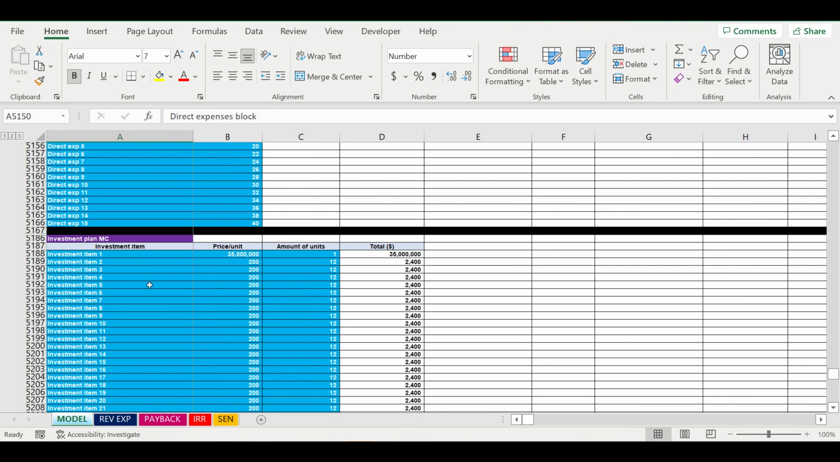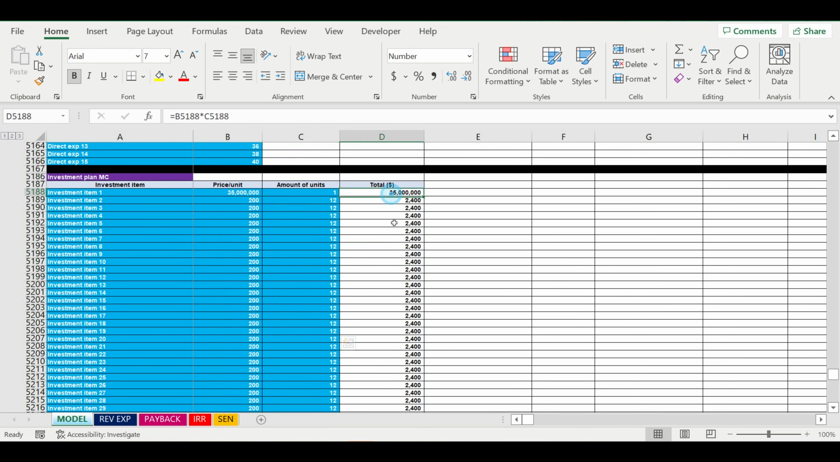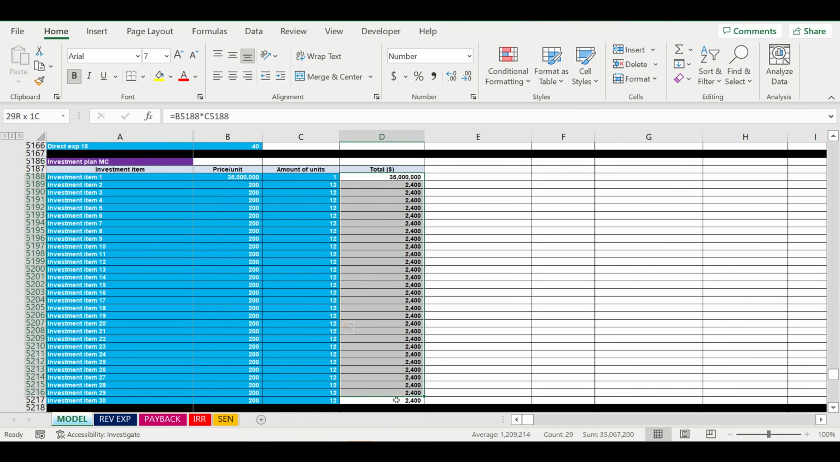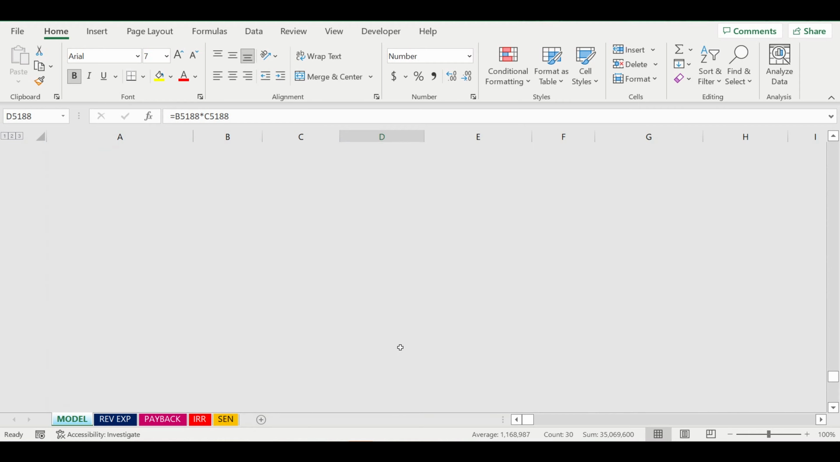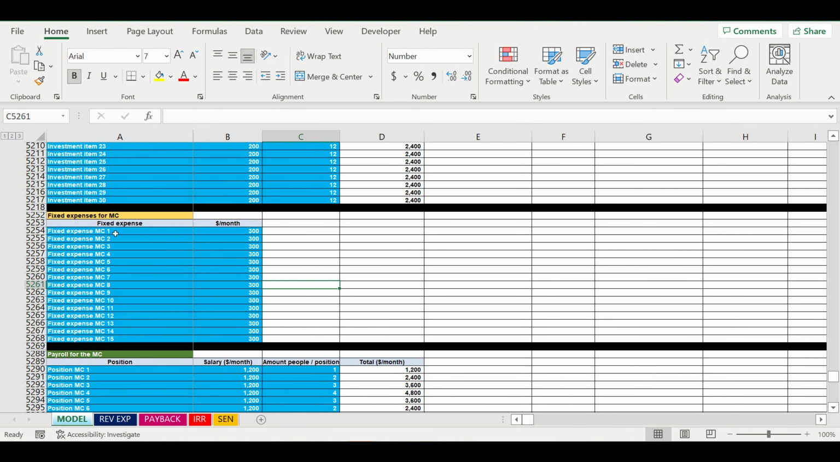Then we move to the management company. Here we specify what we invest in. Here we specify the price per unit that we're investing in, and here we specify how many units we are buying inside this investment stage. And here we get the totals for the management company for the investment stage. Then we also have fixed cost expenses for the management company.